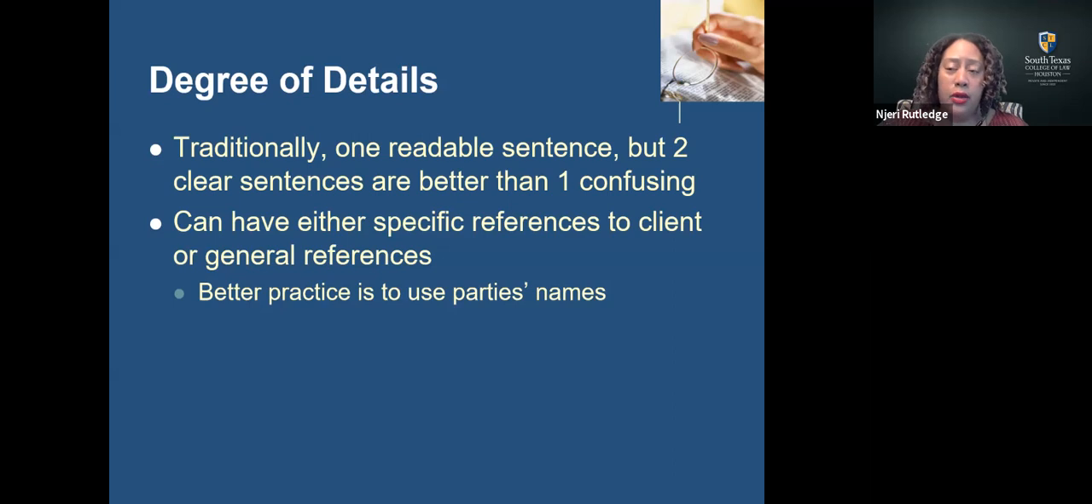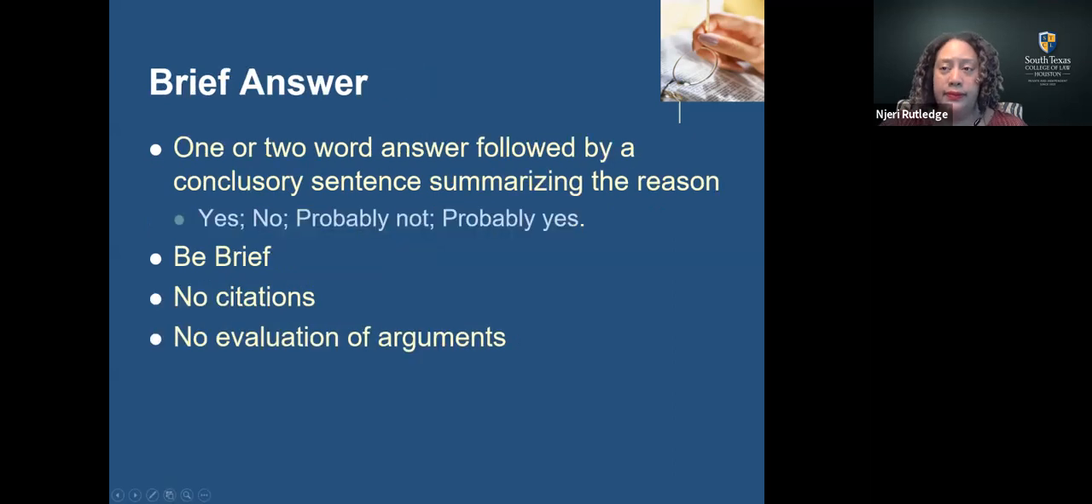Traditionally, the question presented is just one readable sentence. But if it ends up looking long, it's better to have 2 clear sentences than 1 confusing one. In terms of how you should refer to your client, you can give the parties' names. I think that's the best practice. But you can also do more general references in terms of their role. Employee and employer, right? Tenant and landlord.